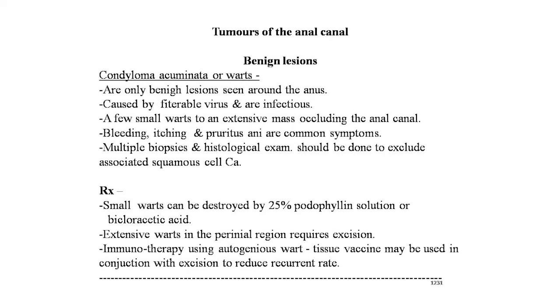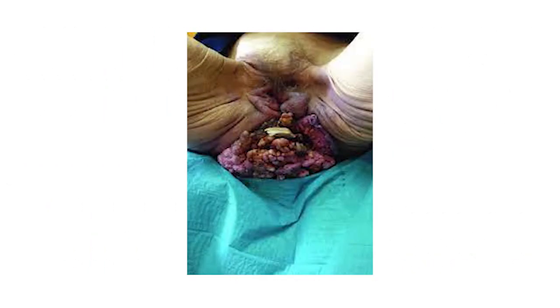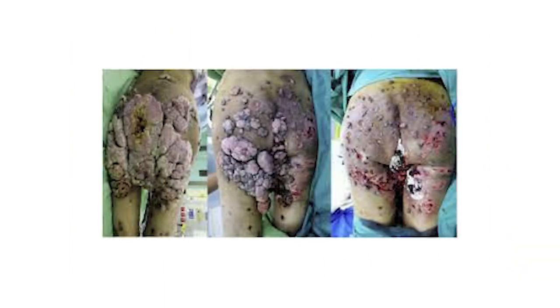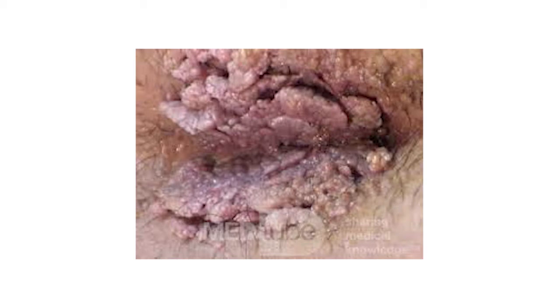Dear students, you can watch the image of the Condyloma acuminata of the anal canal seen on your screen. This is the typical picture of the Condyloma acuminata. This is another picture of multiple Condyloma acuminata and warts around the anus on the buttock. This is another picture of the Condyloma acuminata.